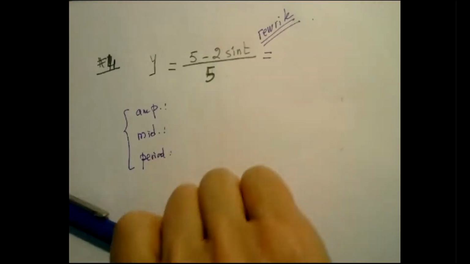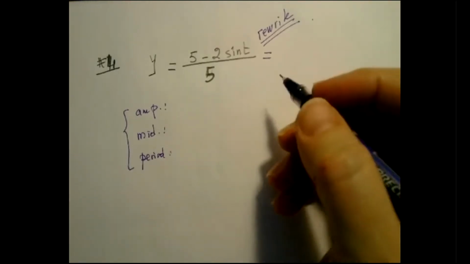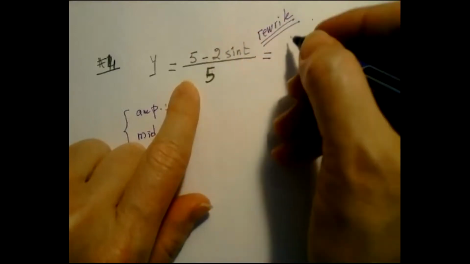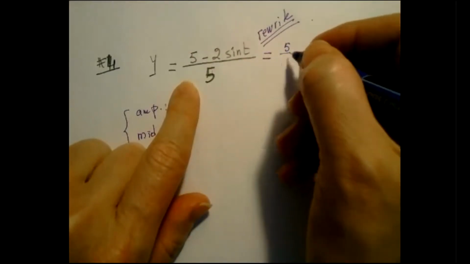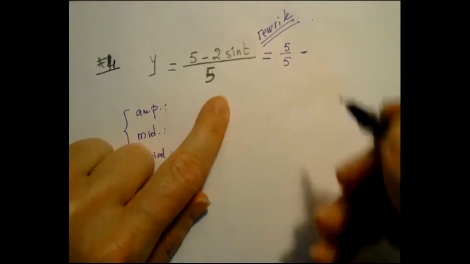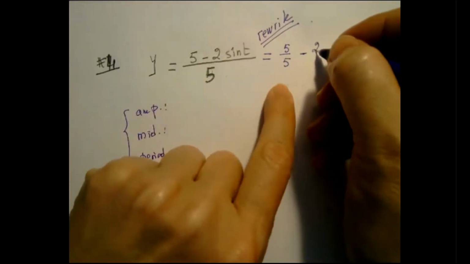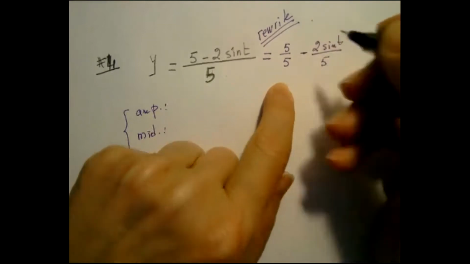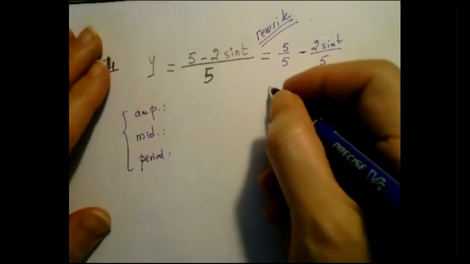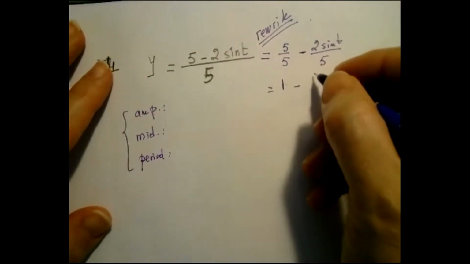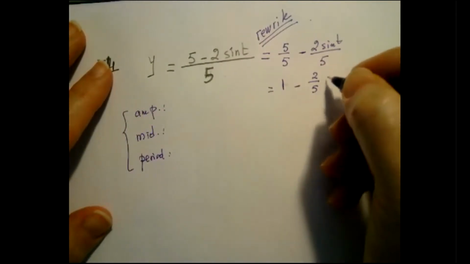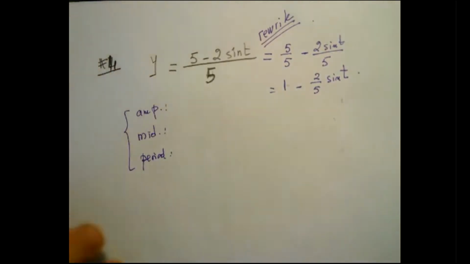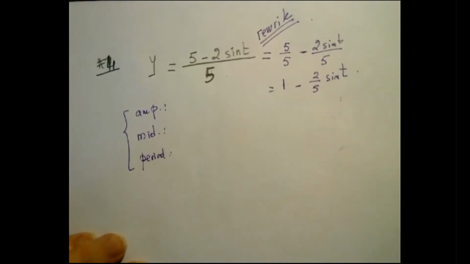We're getting better. First, we're gonna rewrite it. How are we gonna rewrite it? Okay, 5 belongs to everything. So it's gonna be 5 over 5, be careful, minus 2 sine t over 5. So we have to divide across the board. That's what it means to divide by 5, which is going to give me 1 minus 2/5 sine of t. So we have to rewrite it this way to be able really to figure out everything.